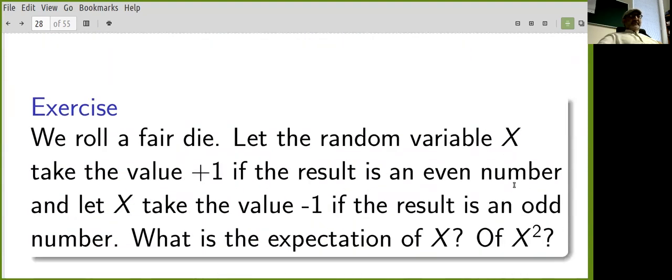Okay, let's try another one. You roll a fair die, and you have this random variable x. It takes the value +1 if the result of rolling the die is an even number, and x takes the value -1 if the result is an odd number. So what's the expectation of x? We would probably expect it to be 0, right? What about x squared? Well, the values that x squared takes are always +1, right? So what do you think the expectation of x squared would be?